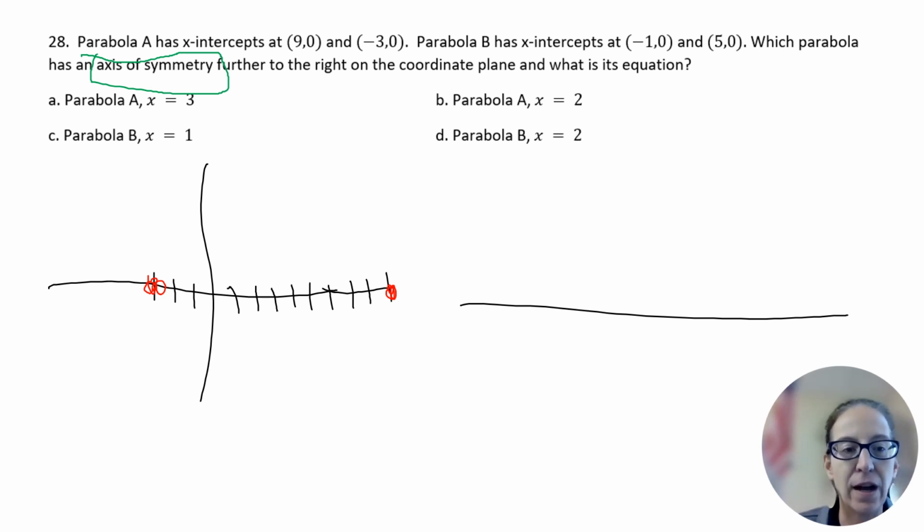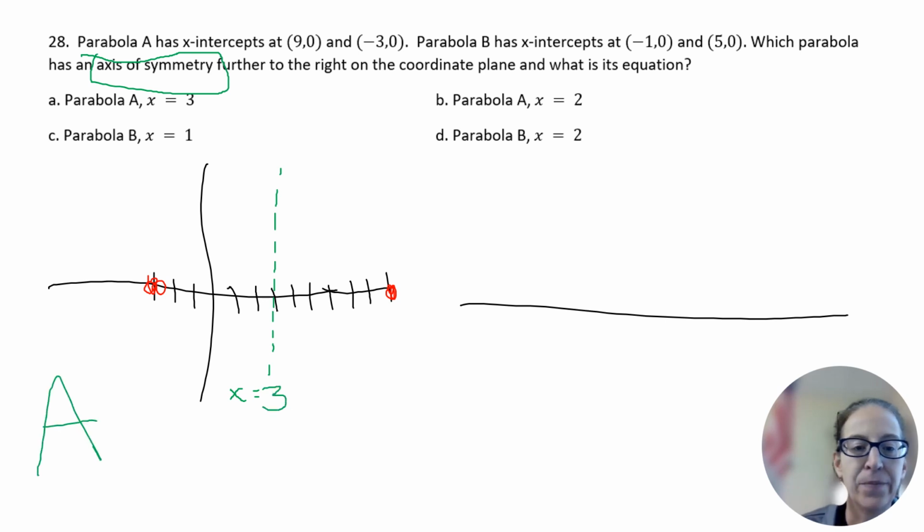I'll change the pointer here. So we have 1, 2, 3, 4, 5, 6, 7, 8, 9, 10, 11, 12. Halfway between them would be 6. So 1, 2, 3, 4, 5, 6. That would put me right here, and there's my axis of symmetry at x equals 3. And that was parabola A.